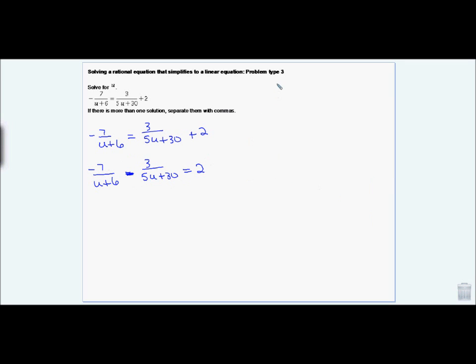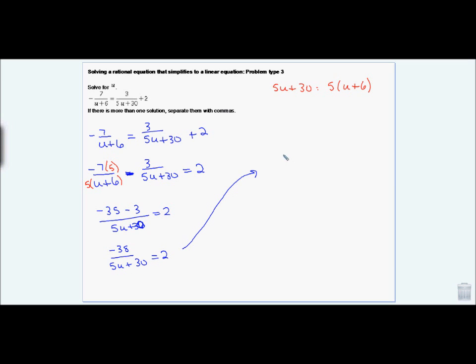5u plus 30 is equal to 5 times u plus 6. So I have u plus 6. If I multiply it by 5, I'll have a common denominator. So I have negative 35 minus 3 over 5u plus 30 is equal to 2. So negative 38 over 5u plus 30 is equal to 2.